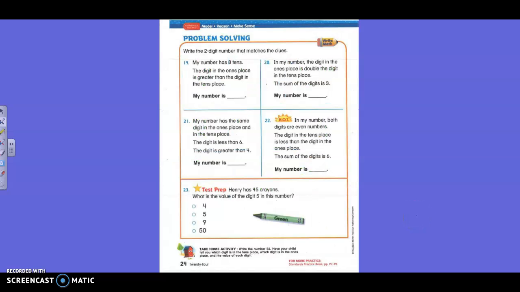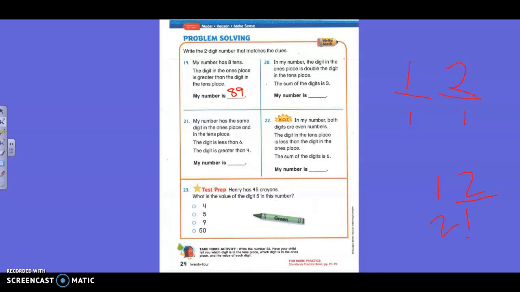Okay, number 19 says, my number has 8 tens. The digit in the ones place is greater than the digit in the tens place. What is my number? Okay, so I made 2 lines, right? And then I said, which side is the tens on? You showed me with your hand, and you said the tens was on this side, so we put the 8 there. Then I said the ones digit has to be greater than this number 8. We said 9 was greater than 8. So your number is 89 right there.